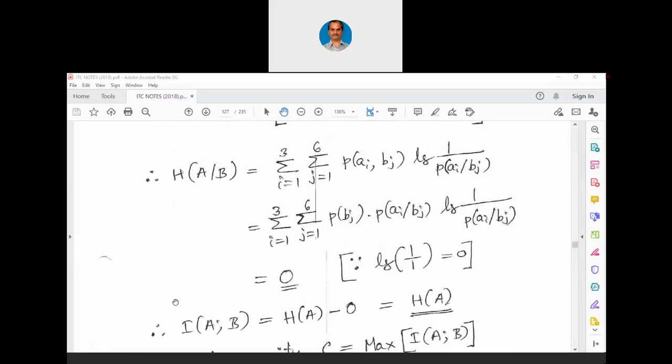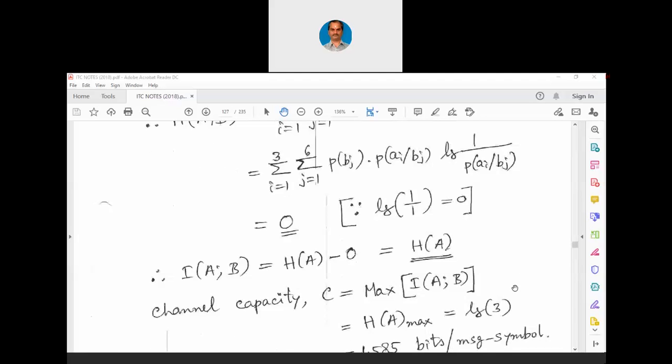Which means what? Which means the mutual information is H(A) minus 0. That is H(A) itself. That means all the source entropy is transmitted to the destination, and that is where it is becoming a mutual information, which simply means that the two circles are merging. Please recall that particular diagram where we had shown two circles with the overlap. Now the two circles are merging.